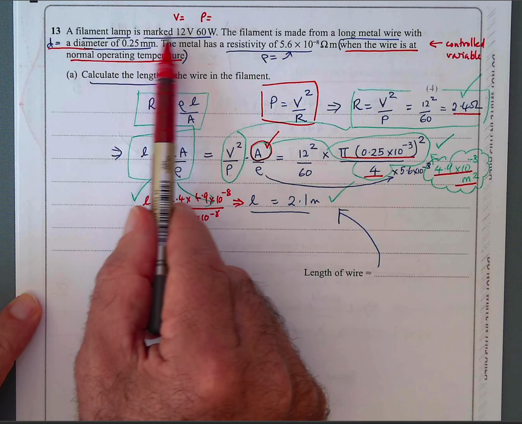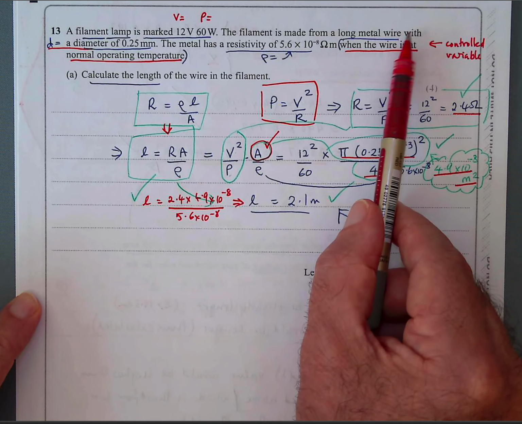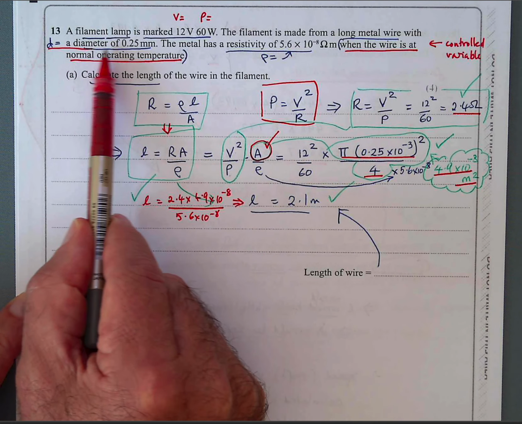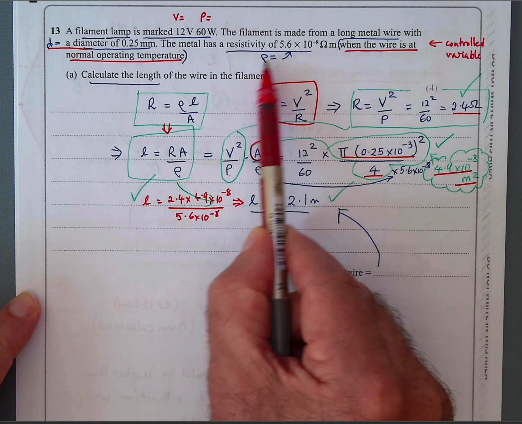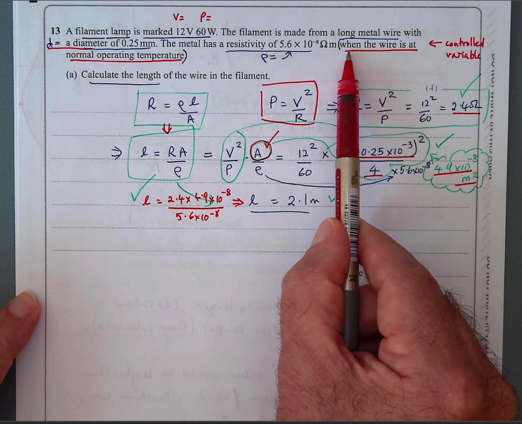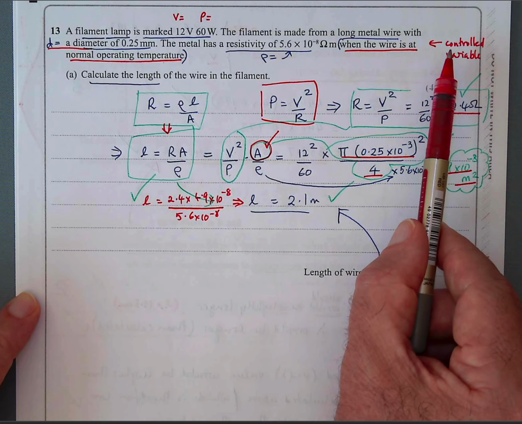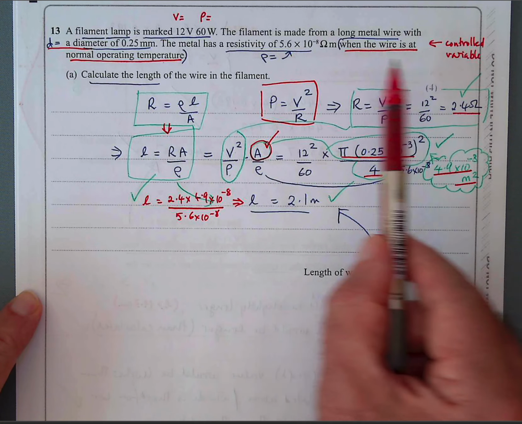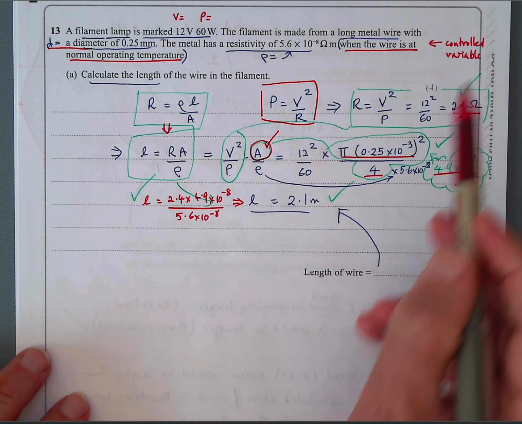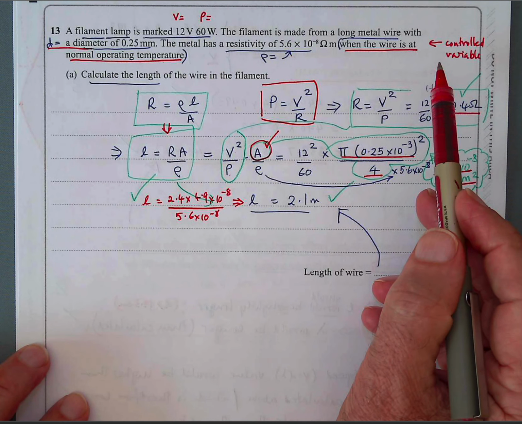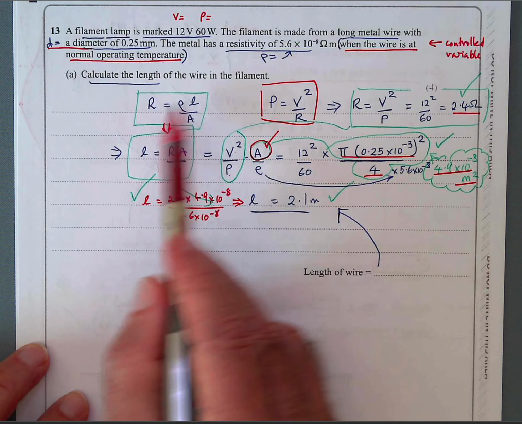It says a filament lamp is marked voltage of 12 volts, power of 60 watts, and the filament lamp is made of a long metal wire with a diameter D of 0.25 millimeters. The metal has a resistivity of 5.6 times 10 to the minus 8 ohm meters, when the wire is at a normal operating temperature. That's a controlled variable. This is important when you are doing the Unit 3 exam, that you're aware why it's important to keep the temperature under control. In the core practical you'd have a switch and only keep the circuit connected while you're taking readings. I like to put all the letters in to show you where they come from.